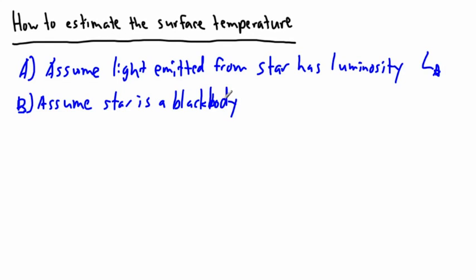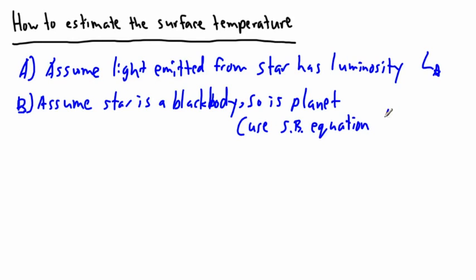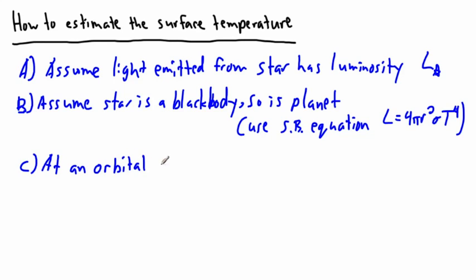Remember what that means, to be a black body. And by the way, so is the planet. So what we mean here is that we can assume these are perfect emitters and absorbers of radiation. That means we can use the Stefan-Boltzmann equation. In other words, we can use this equation: L equals 4 pi r squared sigma T to the fourth. This is the only way we had used before to estimate the temperature on the planet. But now we're going to use this as a starting point. Well then C, here's what we're doing next. So at an orbital distance d, let's say.